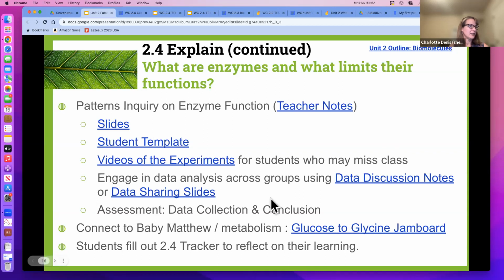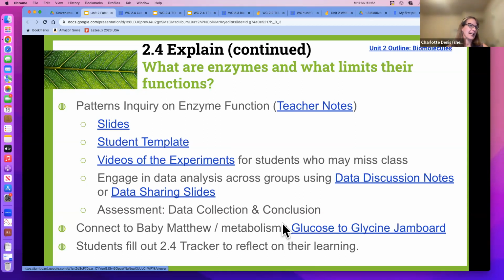For the assessment, I collect the data and conclusion for this task as an assessment. I like it because it incorporates both content knowledge and practices. And so it is a nice way to hit multiple types of targets, depending on what your system is for learning targets, if you're assessing skills and content.